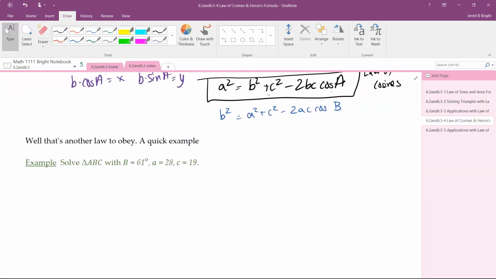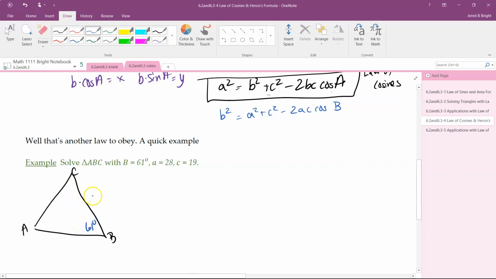Okay, I'm going to leave that for reference. Triangle ABC. I don't know exactly what it looks like, so maybe it's like this. Maybe I'm wrong. Let's call this ABC. And so then here I know that angle B is 61 degrees. A is 28, C is 19, so then I want to solve this, right? So I can use law of cosines to find the other side, right? Can I use law of sines? Not yet. So let's go ahead and use law of cosines.